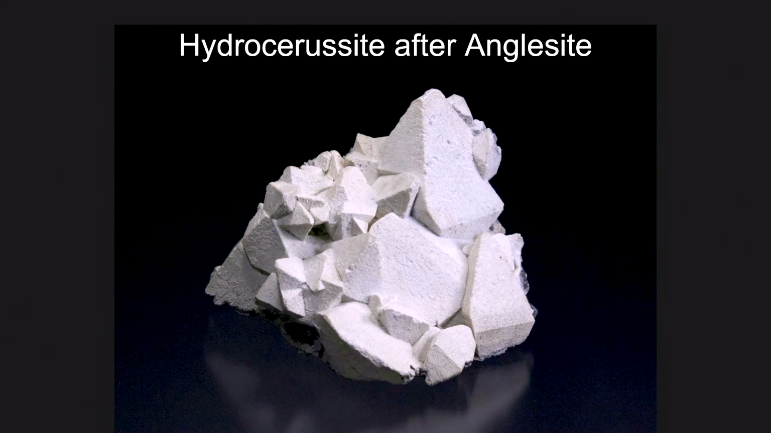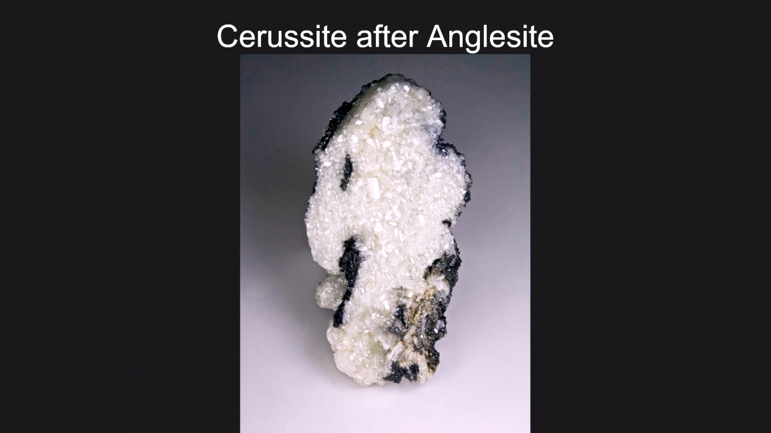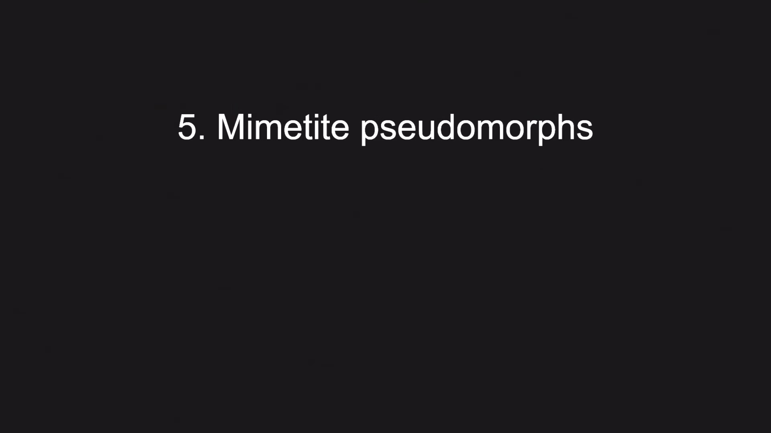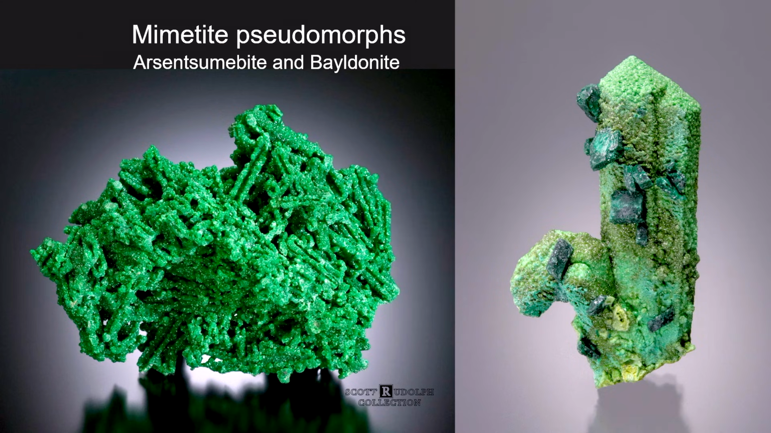Now, anglesite pseudomorphs. Here is a hydrocerussite after anglesite. And here is a large blade of anglesite that has been pseudomorphed to colorless crystals of cerussite. So now, mimetite pseudomorphs. These are particularly colorful and beautiful. The arsentsumebite and beldenite both can replace mimetite. Often both species will be present in one specimen.